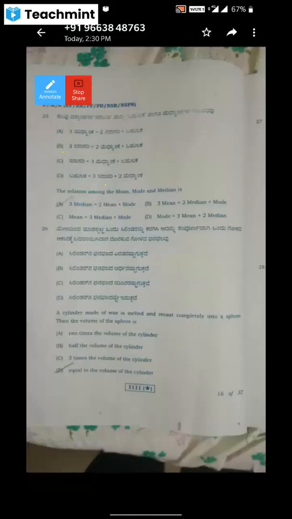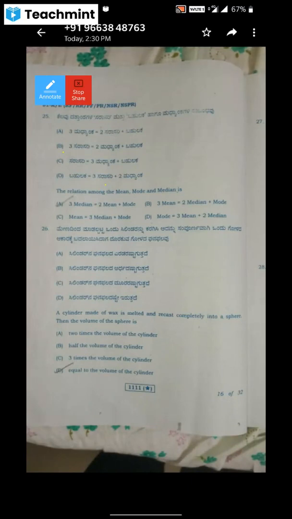25th question, the relation among the mean, mode and median. We have discussed this formula and it has been asked so many times in the preparatory exams. So that is option A, 3 median is equal to 2 mean plus mode is the right answer.